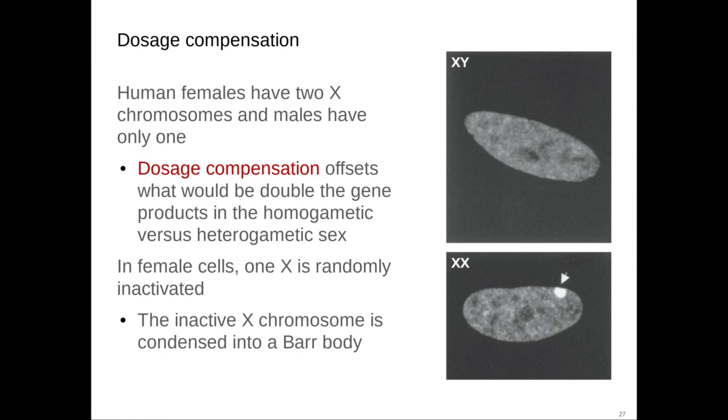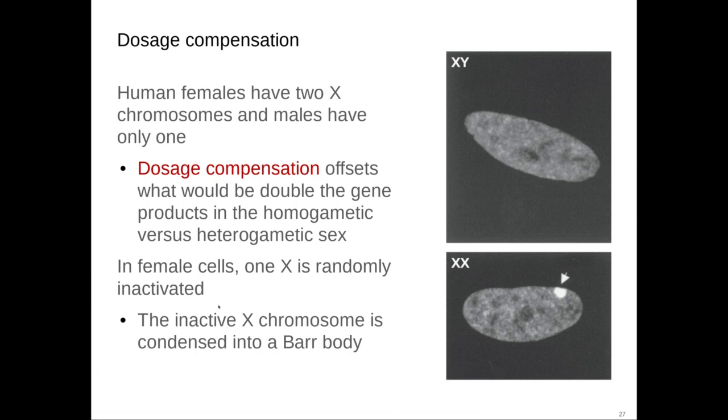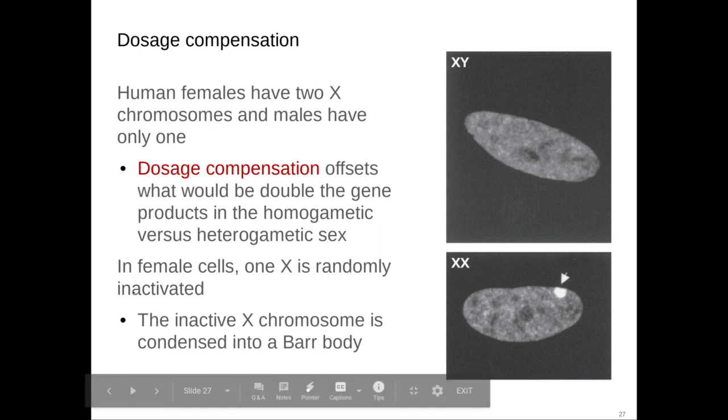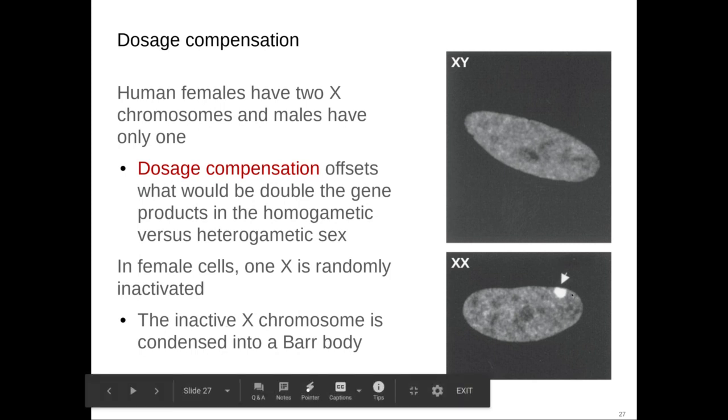Now, in female cells, to compensate for having extra genetic material on that other X chromosome, they actually inactivate one of those chromosomes. And they do it with a special type of RNA. You'll have to take cell biology to learn that if you haven't taken cell biology already. But the inactivated X chromosome is condensed into what we call a bar body. And you can see the bar body here. It's just this little dinky piece here.